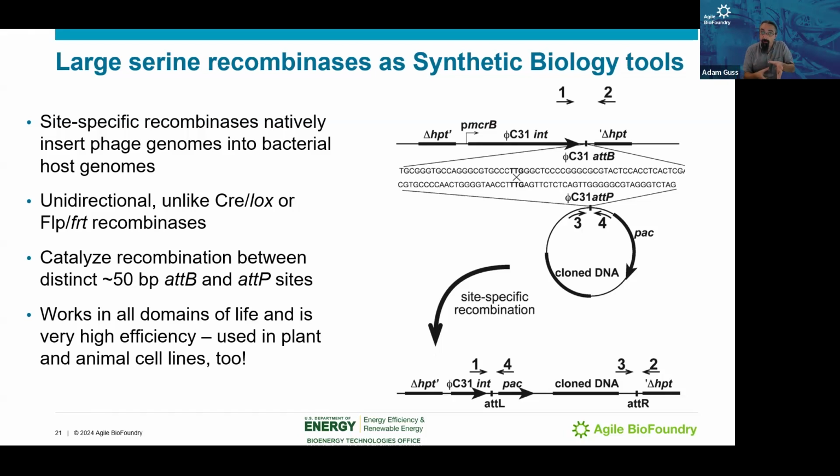Unlike Cre-lox and Flp-FRT, these recombinases recognize sequences that are different. So two different sequences that are typically called attB and attP. This recombination works really, really efficiently, and it works in a test tube. It works in pretty much all domains of life. So pretty much any organism that's not an extremophile, these enzymes should be able to work in. And they've even been used in plant and animal cell lines and across the microbial domain. So these enzymes are really useful for strain engineering, and I'll show you how.